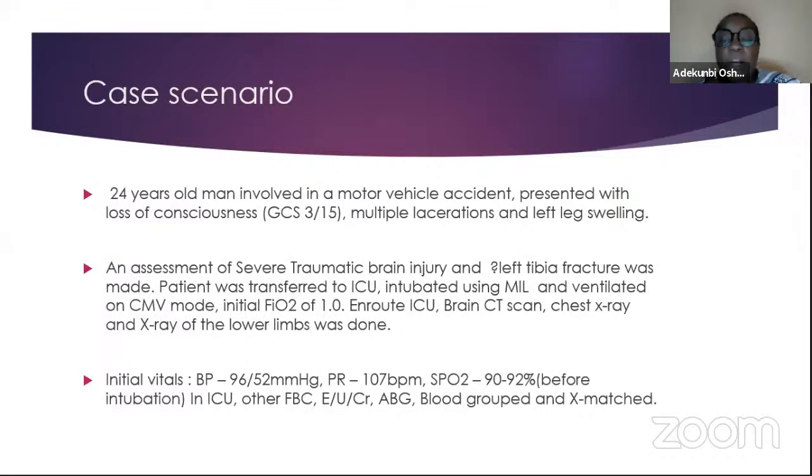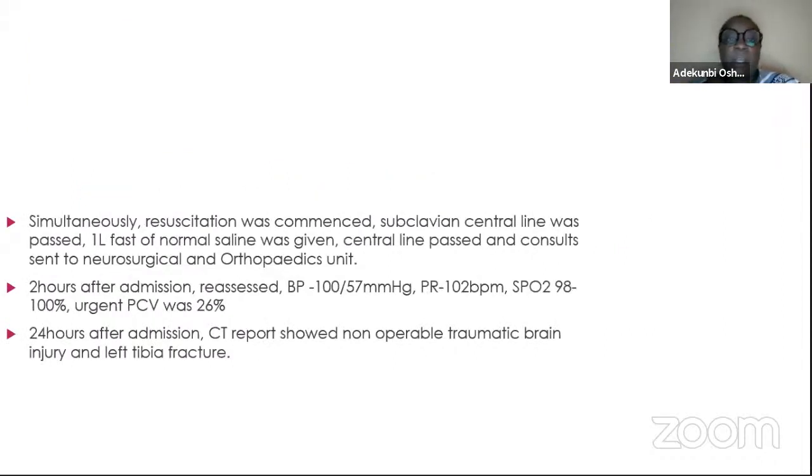In ICU, full blood counts, electrolytes, urea, and creatinine were ordered, and ABG was done. Blood was also grouped and cross-matched in this patient. As all this was going on, simultaneous resuscitation was commenced. He already had a peripheral line, so fluid was started, normal saline was given. Then also a subclavian central line was passed, and consults were sent to both the neurological and orthopedic units.